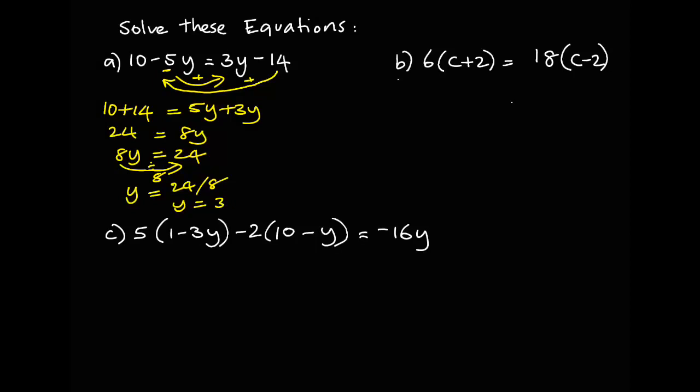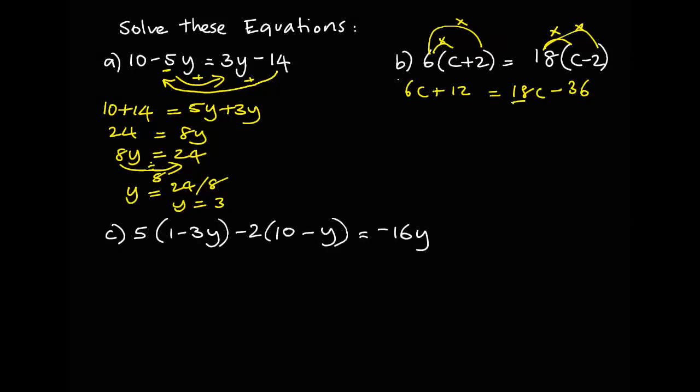Okay, working on B, firstly we're going to expand each of the brackets out so we can get the C values separate to the constants. So 6 times C on this side and 6 times 2. And then on this side 18 times C and 18 times 2. So we've got 6C plus 2 6's are 12 is equal to 18C minus 18 times 2, which is 36.